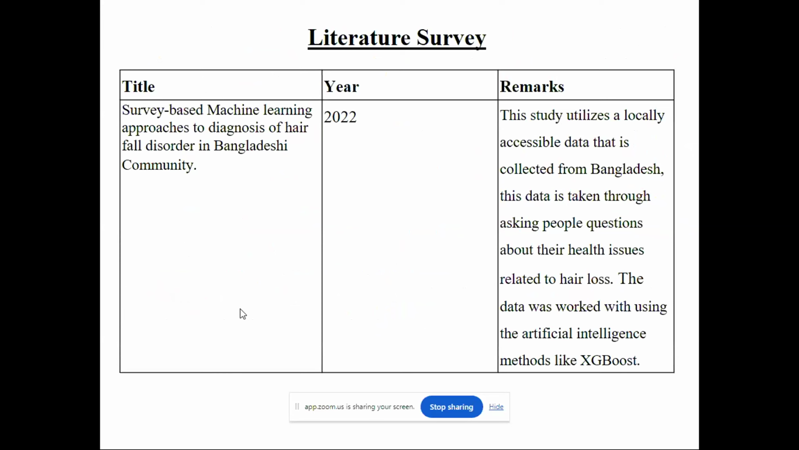Now, getting to the literature survey, the main paper we first read was the survey-based machine learning approaches to the diagnosis of hair fall disorder in the Bangladeshi community. It was published in 2022, and it utilizes a locally accessible data set from Bangladesh. This data is taken by asking people questions about their health-related issues and those related to hair loss, and the data was worked with artificial intelligence methods such as XGBoost.